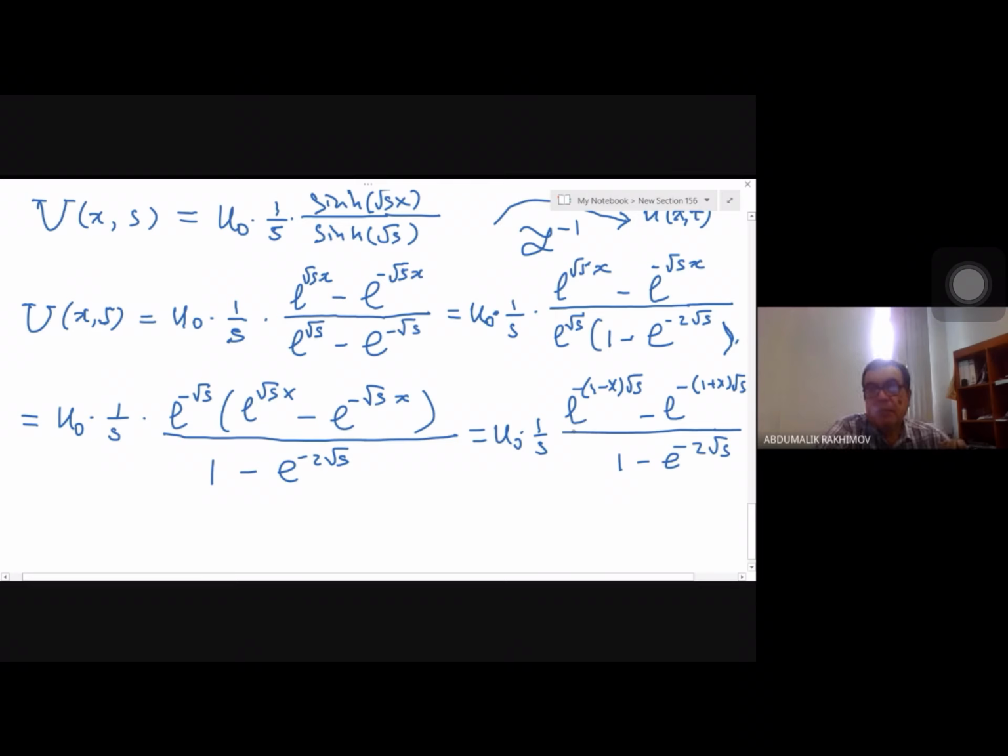So still in the denominator, this is 1 minus, this is not good. So what can we do with this?